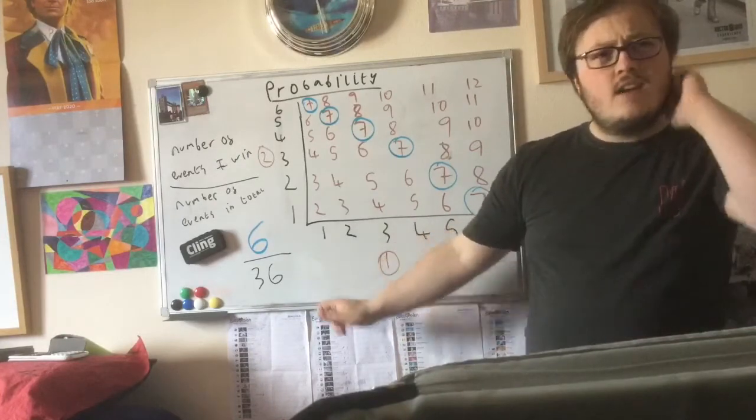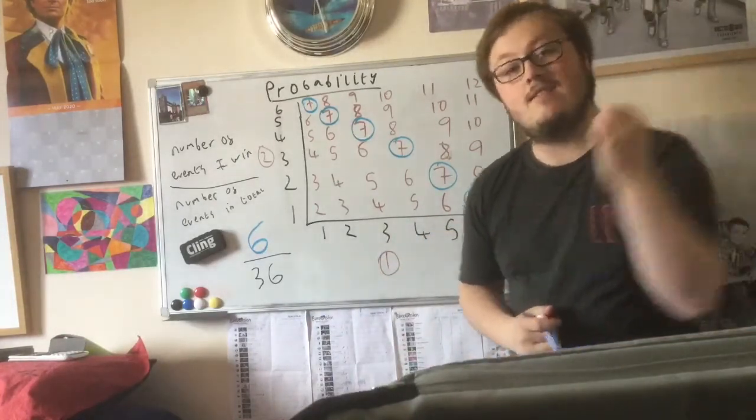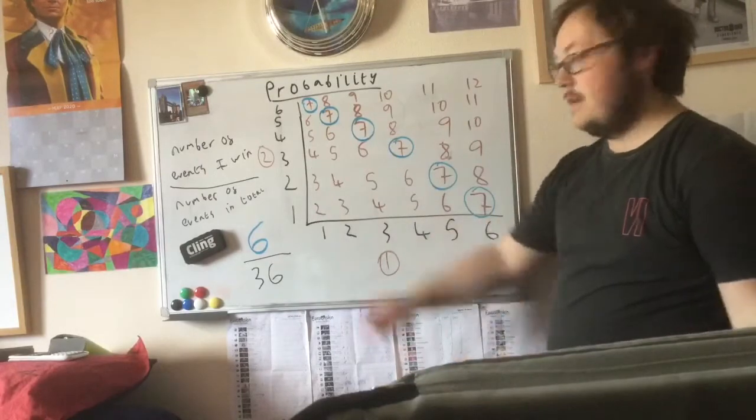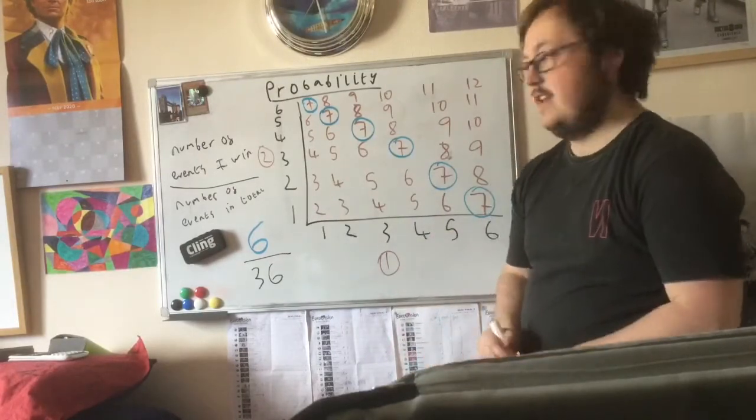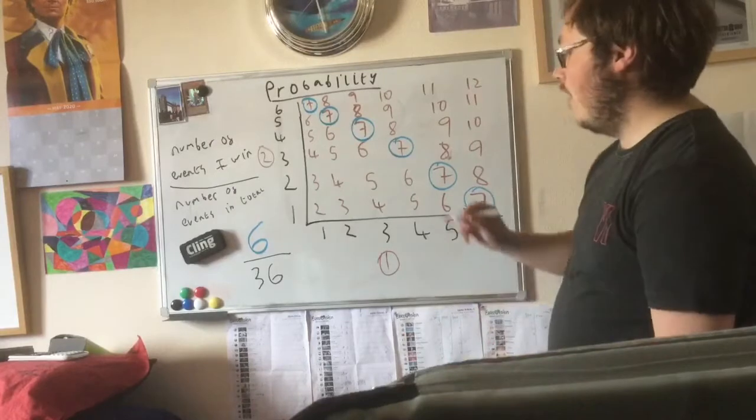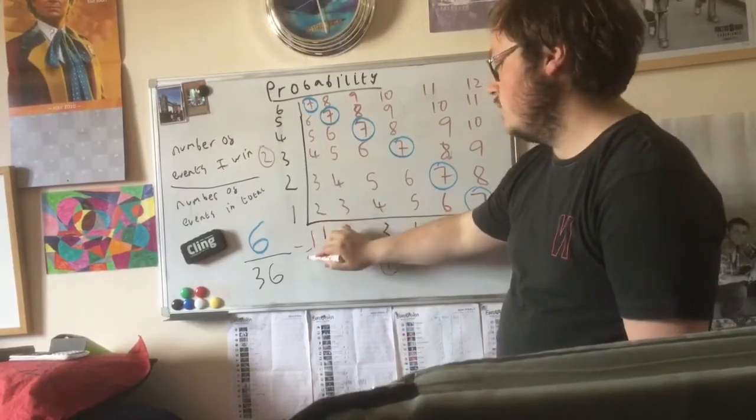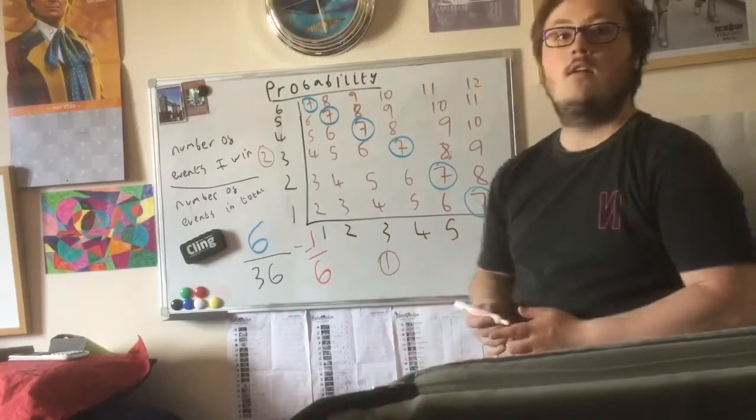But what have we always done about fractions? They can be simplified. So how can we simplify this? Well, we divide it by 6. So the probability that I would have rolled a 7 when simplified is 1 over 6.